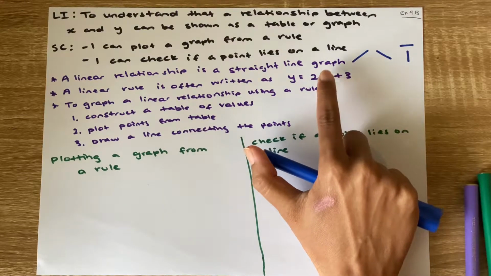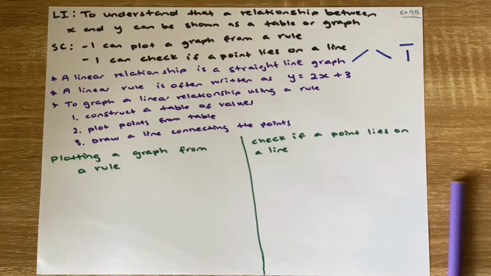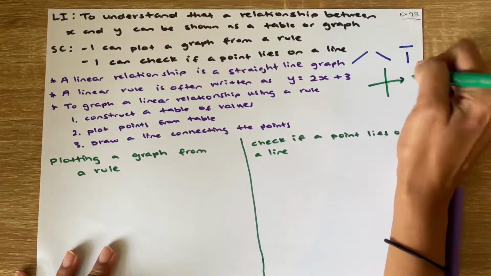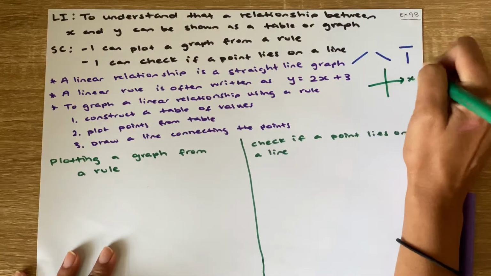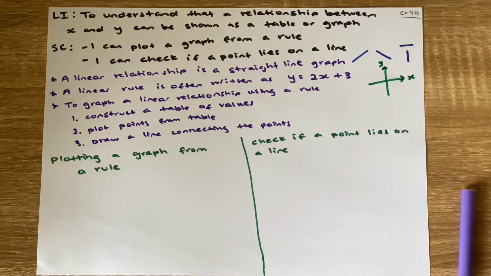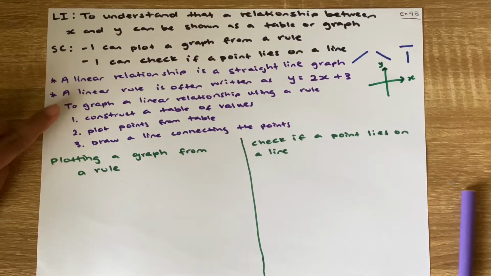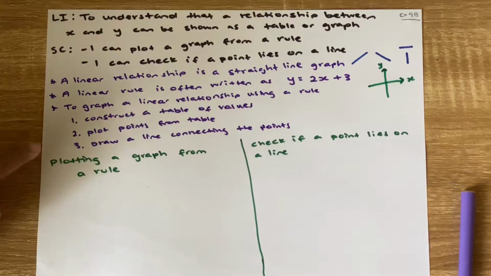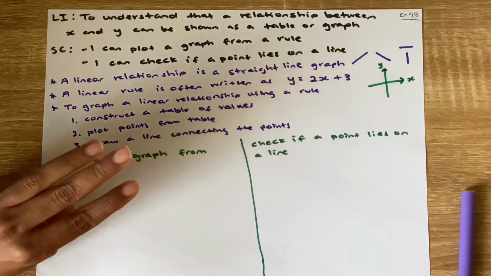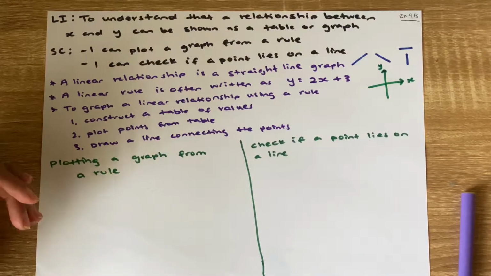Notice that we have an x and we have a y because when we draw a set of axes on a graph, we always have our horizontal axis labeled as x and our vertical axis labeled as y. In order to graph a linear relationship using a rule, there are 3 steps that we need to follow, and we're going to go through those steps in a moment.